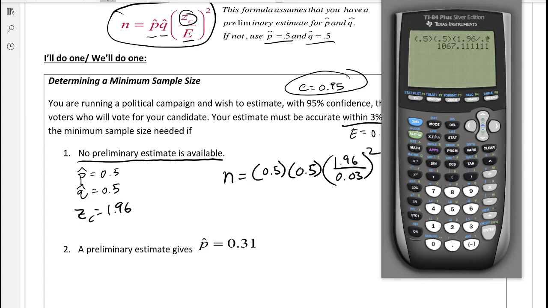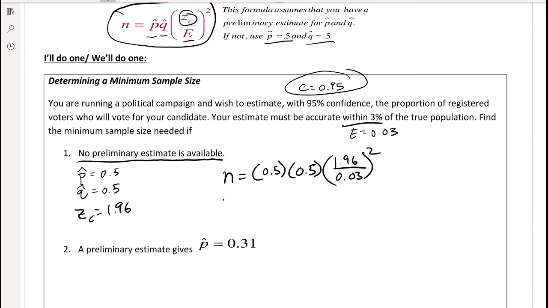And that gives me a fairly large number. This is telling me that the minimum sample size I need, the amount of people I need to survey, is approximately 1067.1 repeating. Which means if I want it to be truly accurate, I'd probably go a little bit higher, like 1068, because you can't really survey 0.1 of a person.